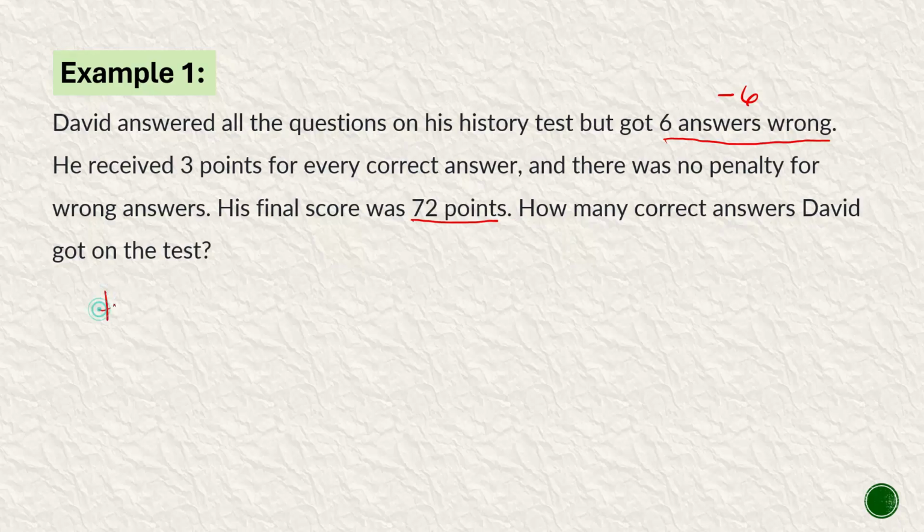So let's just say that the total questions, okay, let's say it's just equal to x. So if the total number of questions is x and David got 6 answers wrong, that will just be x minus 6, which is the representation of the correct answers of David, x minus 6, right?